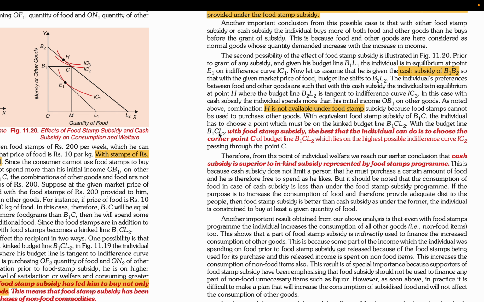With equivalent food stamp subsidy of B1C, the individual has to choose a point which must be on the kinked budget line B1C L2. So you would have to choose a point somewhere in this area. Okay, with the budget line B1C L2 with the food stamp subsidy, the best that the individual can do is to choose the counterpart point C, right? So this is the highest you can go, the maxed out for both the goods, which lies on the highest possible IC2 passing through the point C, at this level.